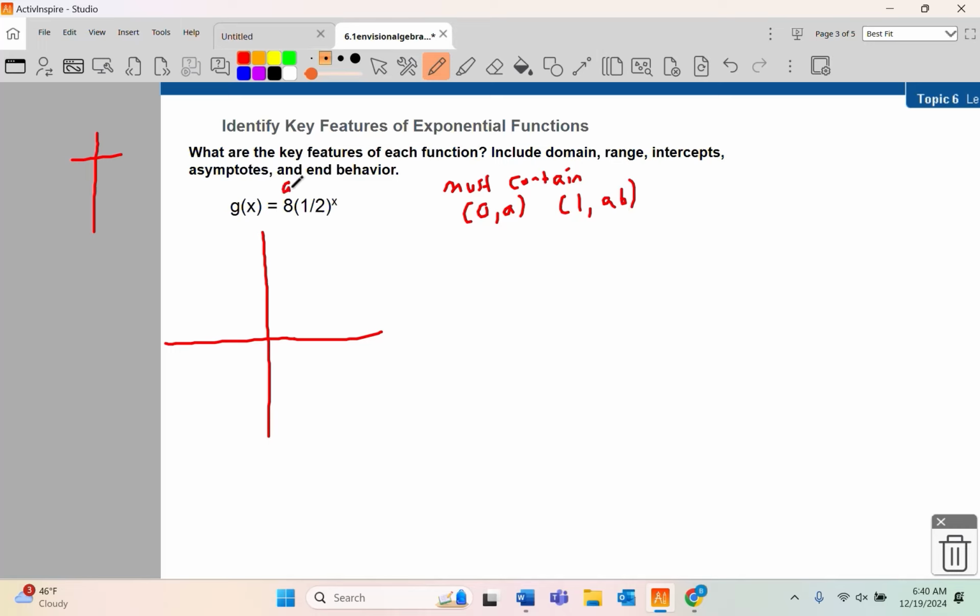So this is in the form of that mom function. a is 8, and b is a half. 8 times a half is 4. So it's going to contain (0, 8), and (1, 4). If you made a table, you'd see it too.